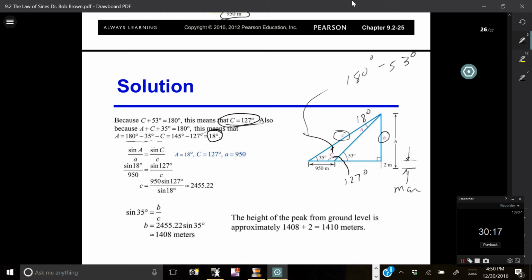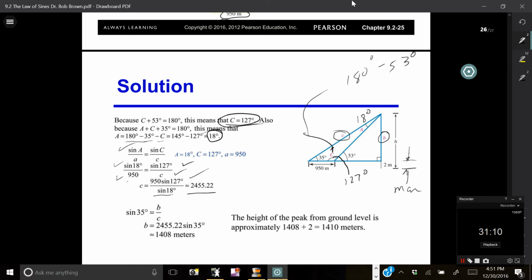Now, using the law of sines, and since we have A is 950, so sine A over A, which is sine of 18 degrees over 950, equals sine of C, which we know, sine of 127 degrees, divided by C. And cross multiplying, we get that C is 950 sine of 127 degrees divided by sine of 18. That means that C is 2455.22.